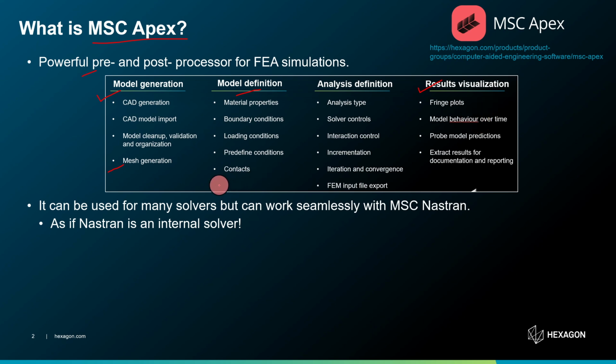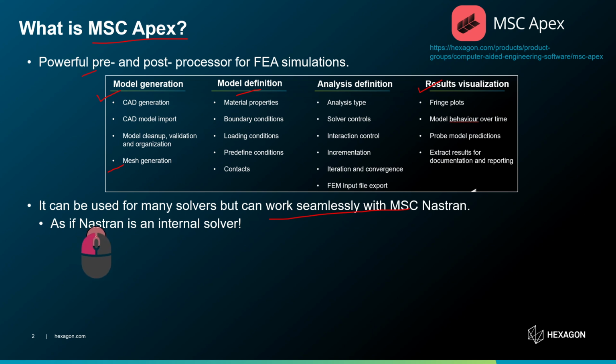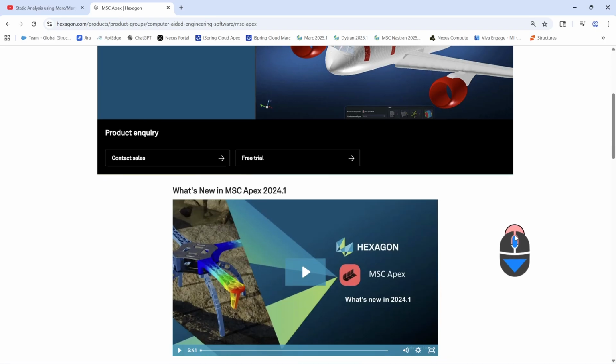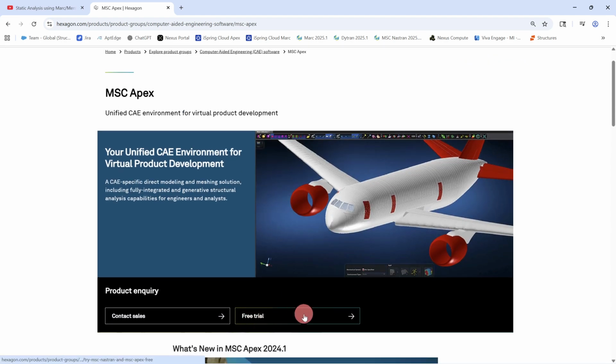As I said previously, in Apex you will need some external solver, and Apex can work with many different solvers, but it works seamlessly with the MSC Nastran solver. And as Apex and Nastran are from the same company, in most cases you can feel Nastran is an internal solver itself. If you want to get more details about Apex, this is the Apex website. I will give it in the description box below. And if you go on this website, you can see some videos about Apex, and you can even download the Apex trial version at no cost.